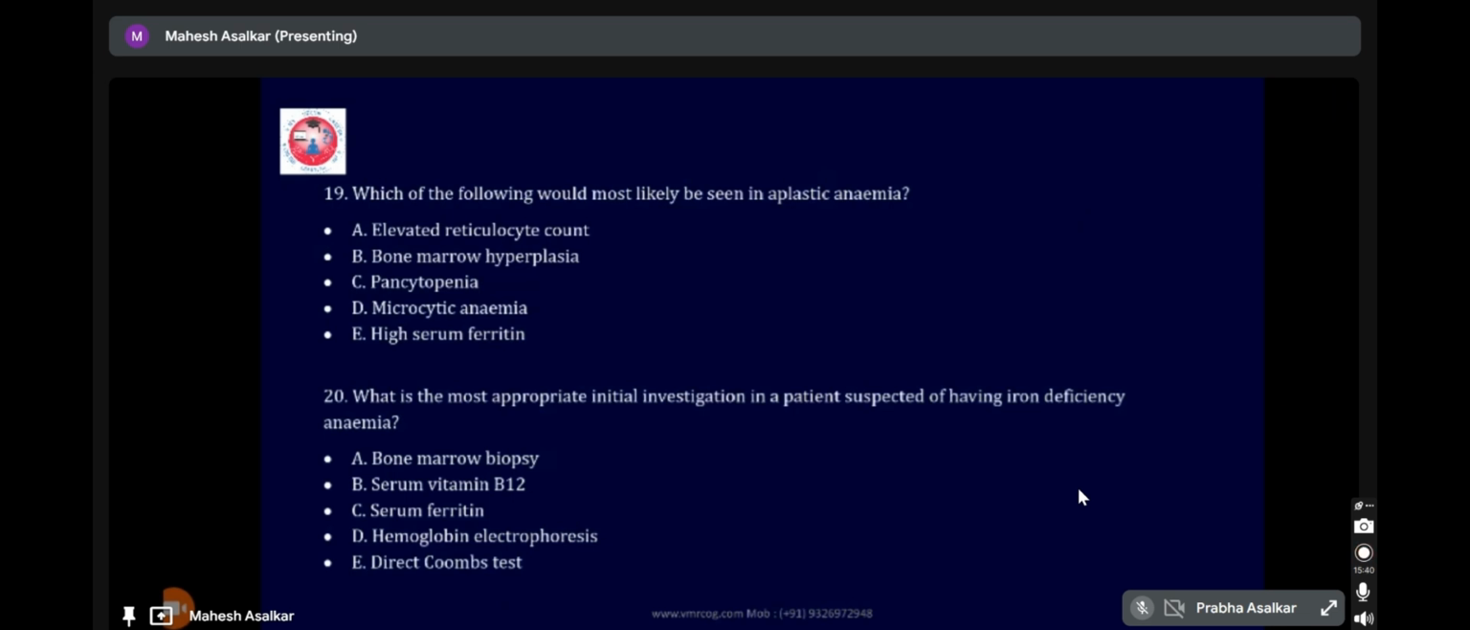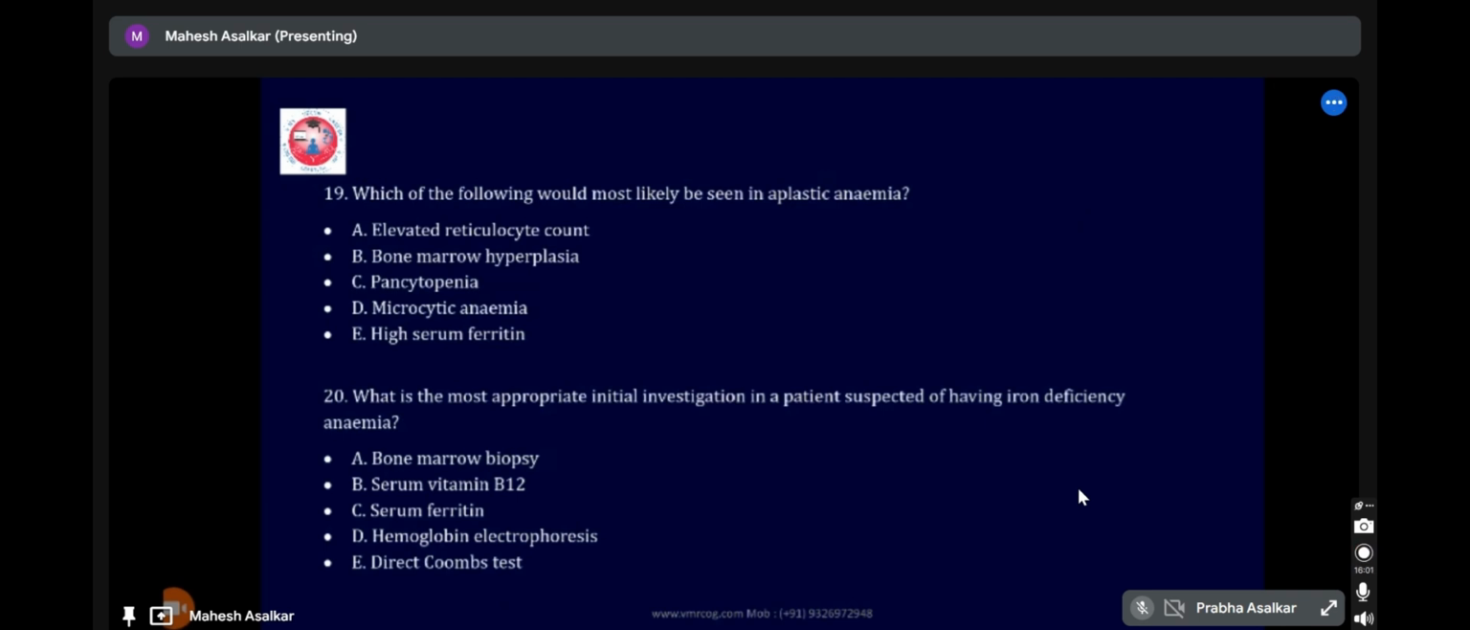Which of the following would most likely be seen in aplastic anemia? Elevated retic count, bone marrow hyperplasia, pancytopenia, microcytic anemia, or high serum iron and ferritin? Pancytopenia. Correct. It's a straightforward question. In aplastic anemia, you are going to have a pancytopenia.